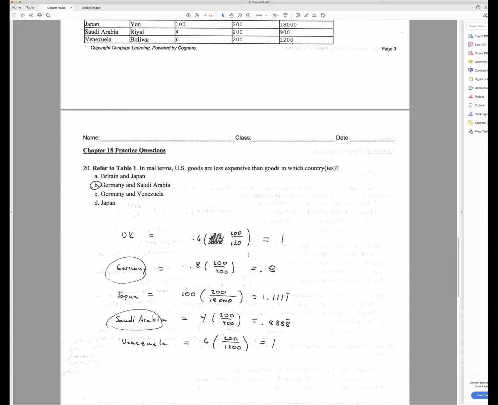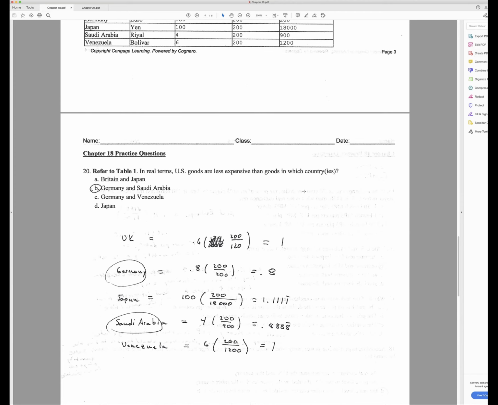So in real terms, we're trying to figure out that US goods are less expensive than goods in which of the following countries. So if we're looking at the UK, we see on a real basis that the prices in the UK and the prices in the US are the same. Same with Venezuela. The only two countries that have a real exchange rate of less than 1 are going to be Germany and Saudi Arabia. So what is that telling us? That the US goods are less expensive than goods in those countries on a real basis. Whereas Japan, it would be US goods are more expensive. And in these cases, with the UK and Venezuela, that would be the same. So in that case, your answer would be B, just Germany and Saudi Arabia.